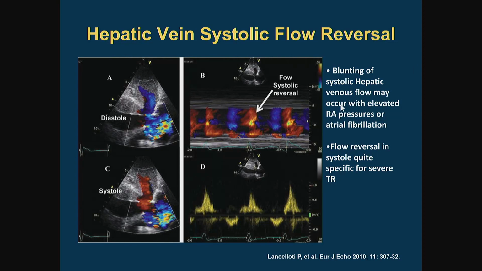Blunting of systolic hepatic venous flow can occur with elevated right atrial pressures or atrial fibrillation, but this flow reversal during systole is quite specific for severe TR. Realize that it may be less apparent in patients who are in atrial fibrillation at the time of hepatic venous Doppler assessment.